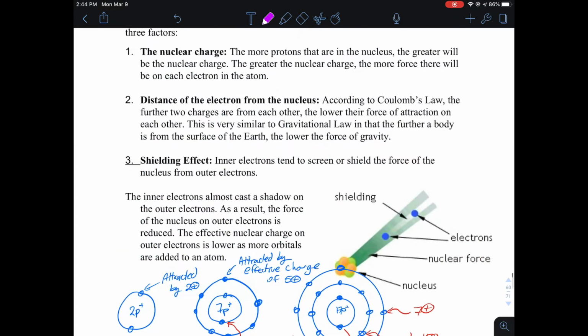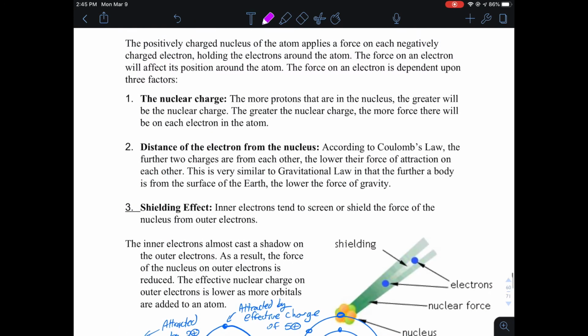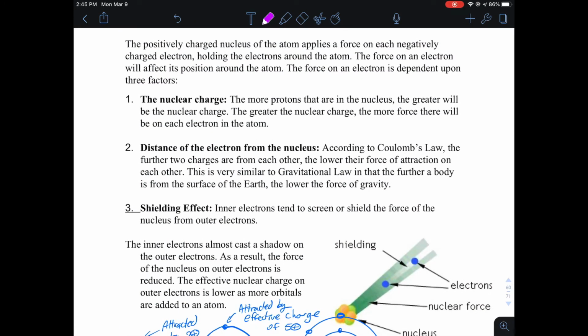Okay, so that's shielding. This is going to play really importantly into considering the atomic size, and especially ion sizes. So the nuclear charge: the more protons there are in the nucleus, the greater the nuclear charge. The greater the nuclear charge, the more force there'll be on each electron in the atom. So this is a key point. These are the only three things that are really going to dictate the rest of these properties.